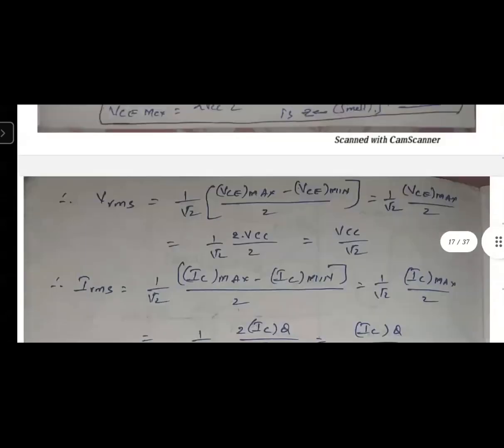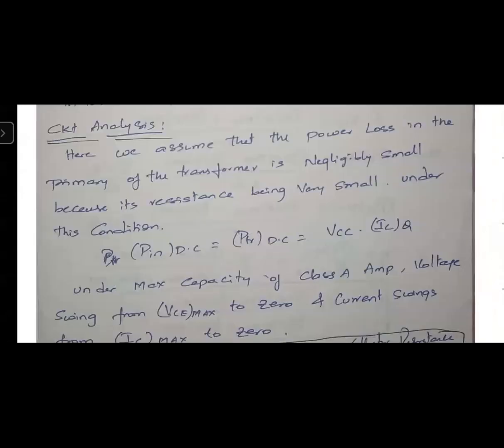Here I have written the equation: the DC power delivered to the transistor is equal to VCC into ICQ. Why have we taken that relation? ఆ relation ఎందుకు తీసుకున్నారు?